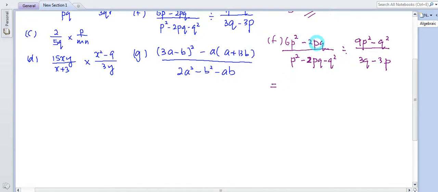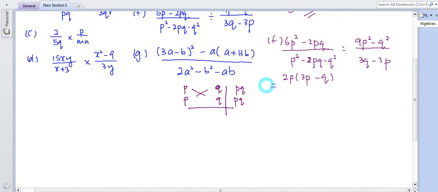So 6p squared minus 2pq. Common factor, you can bring the 2 out, also p, and you need 3p here, minus q, right? Now you see these three parts. Things to remember, use this formula. What times what gives p squared? P times p. What times what gives negative q squared? We just think about q squared, so definitely it will be q times q. Here will be pq, here will be pq.